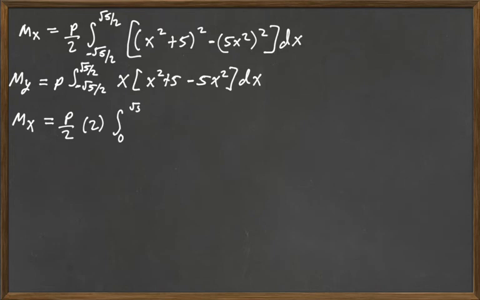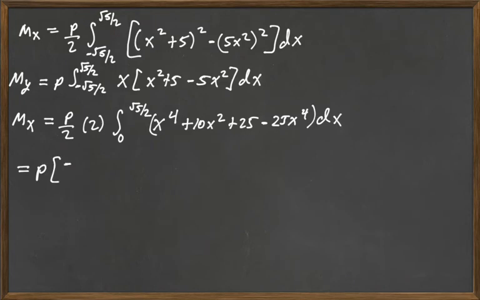Again, I'm going to go ahead and cheat and use the symmetry here. So for the moment about the x-axis, we'll go ahead and FOIL the x squared plus 5. So it's going to give us x to the fourth plus 10x squared plus 25. And then minus the lower function of 5x squared, so minus 25x to the fourth dx.